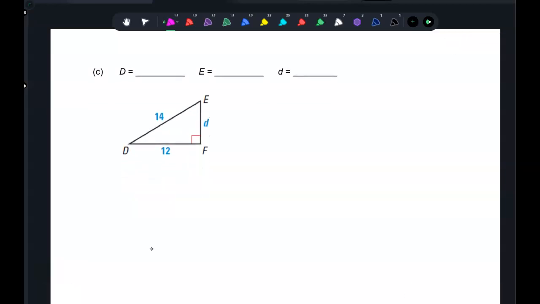Last one. Okay. I don't know angles D and E, and I don't know side D. But if we do side D, we know the hypotenuse and the adjacent. So what do you want to do first, one of the angles or the third side? Pythagorean theorem? So D squared plus 12 squared equals 14 squared.